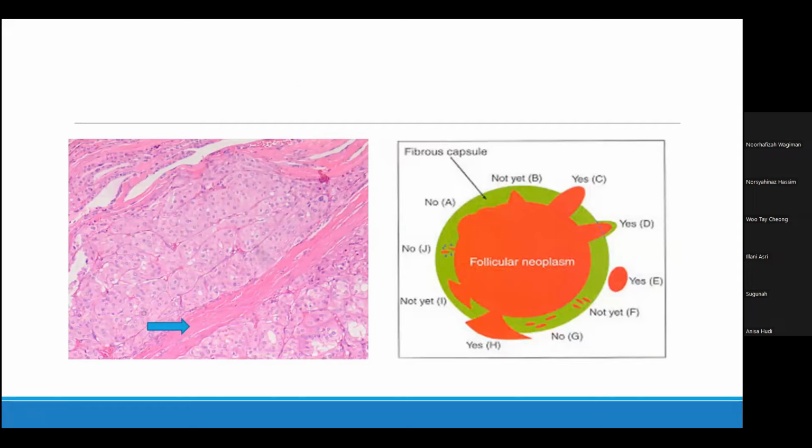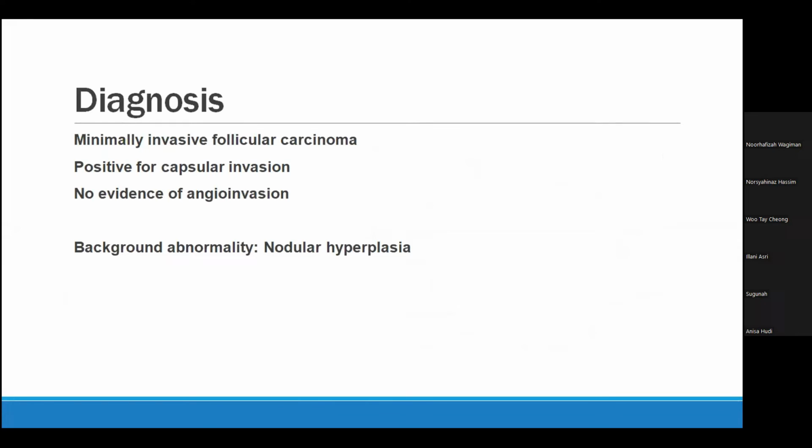Because sometimes we are also not sure. Some are really such that we cannot conclude whether there is capsule invasion or not. But as long as it is outside the capsule and it looks the same, the population is the same, it is already capsular invasion. Okay, so minimally invasive follicular carcinoma, positive for capsular invasion.